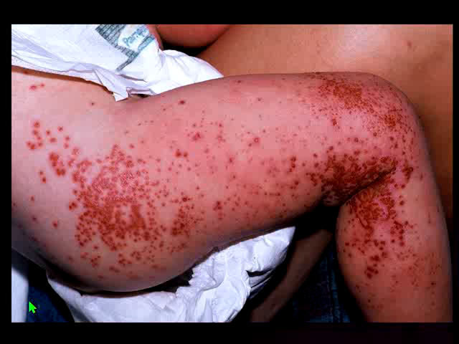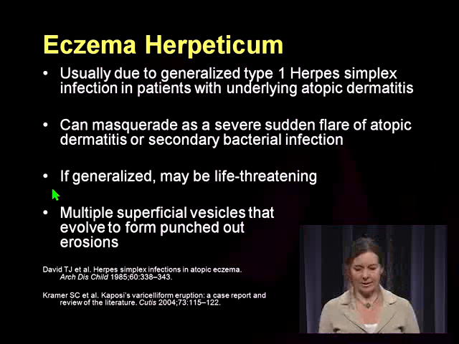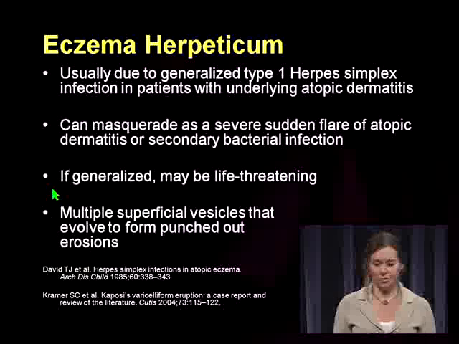So I'm going to show you several examples of eczema herpeticum, which can be a very serious condition. Here we see a child that has very widespread disease. This child was about 9 months of age and had extensively used immunomodulators in this area, and we can see that the area is just covered with small vesicles and punctate erosions. So this is usually due to type 1 herpes simplex virus. It can masquerade as a sudden flare of atopic dermatitis or be confused with a secondary bacterial infection. It is important to recognize this because we do tend to treat it quite differently than a secondary bacterial infection.